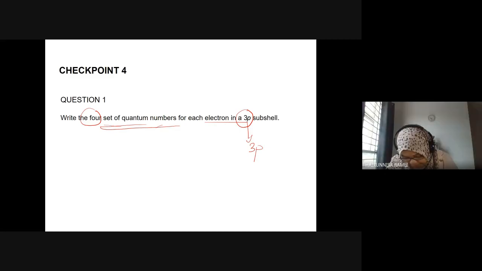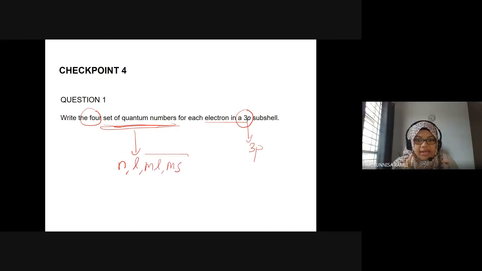Dah siap ke? Dah. Okay. Cuba kita buat sama-sama. First of all, you need to understand what is the question asked. Write the four, maknanya dia nak empat set of quantum numbers. So, what is set of quantum numbers? Bila dia kata set, maksudnya dia mesti ada n, l, ml, ms. Itu consider as set. Kalau you buat n dengan l saja, itu bukan set. Mesti include ms. For each electron in 3p subshell.